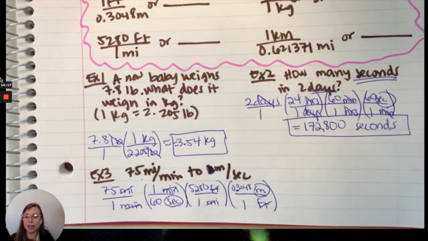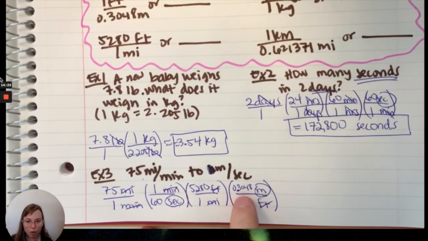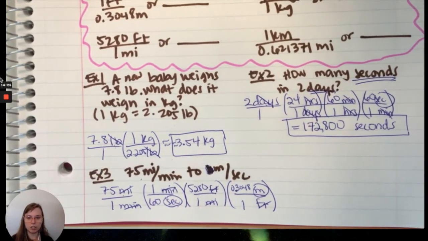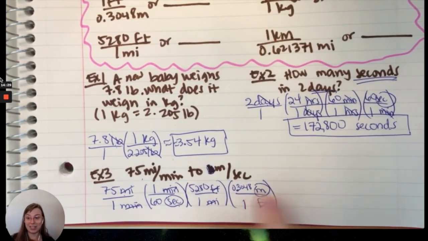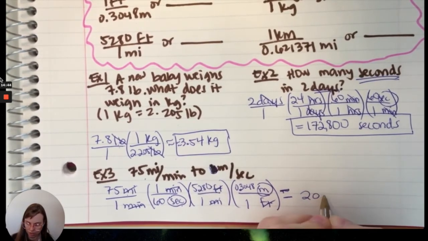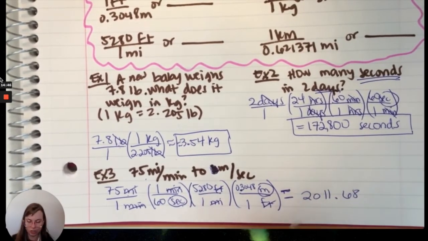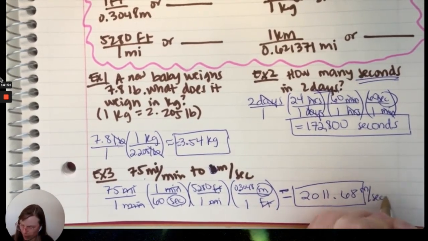Perfect. Now on my calculator, I'm doing 75 times 5,280 times 0.3048, and then divide by 60. So 75 times 5,280 times 0.3048, enter, and then divide by 60. Now I can avoid parentheses, and this is actually equals. It's still kind of approximately, though, just because we're using conversion factors that are approximate. And our units are meters per second.